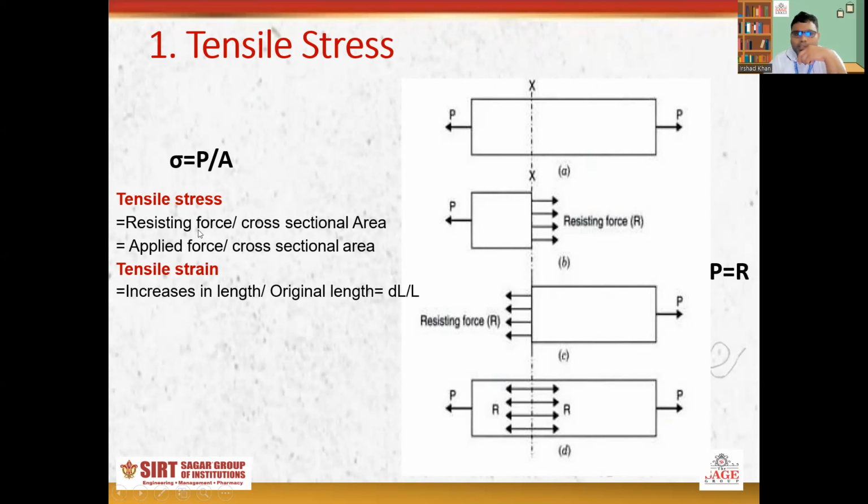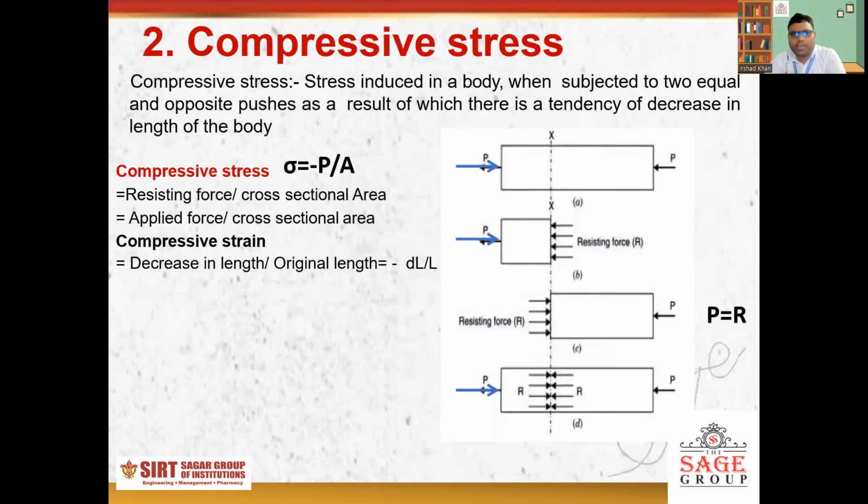Mathematically we can calculate P upon A: resisting force upon cross-sectional area, and applied force upon cross-sectional area. It is written this way because as long as there is no deformation, the resisting and applied forces are equal. That's why it's written two times like that. Tensile strain is the increase in length upon original length. So we get the tensile strain here when the load is applied as a direct pull.